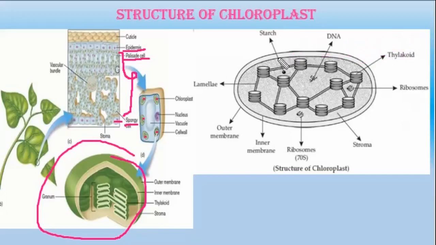Whereas the space which is limited by the inner membrane is known as the stroma or matrix of the chloroplast.